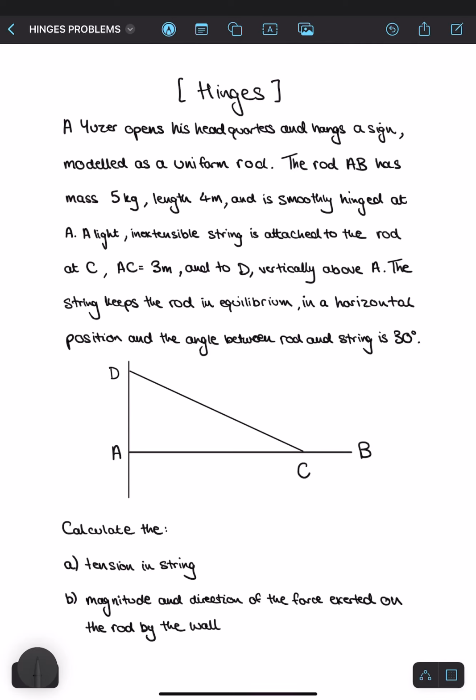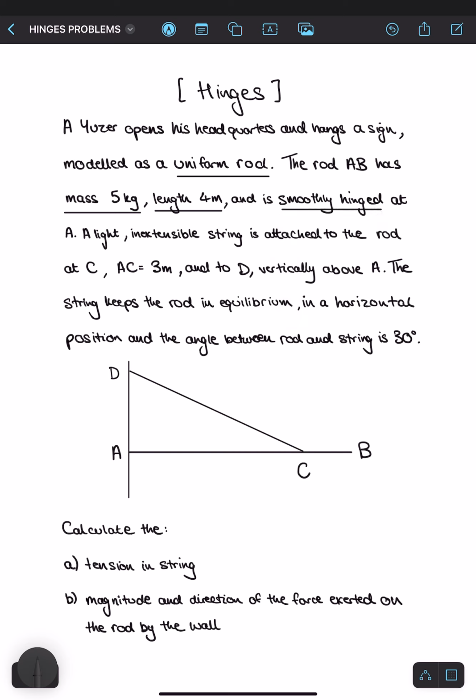Hinges. Lots of people don't like them, but I'm going to show you exactly how to approach and solve hinges questions. A user opens his headquarters and hangs a sign modeled as a uniform rod. This means that the weight is at the center of the rod. The rod AB has mass 5 kg, length 4 meters, and is smoothly hinged at A.